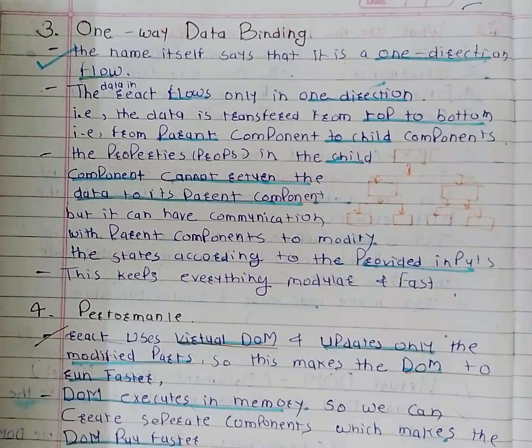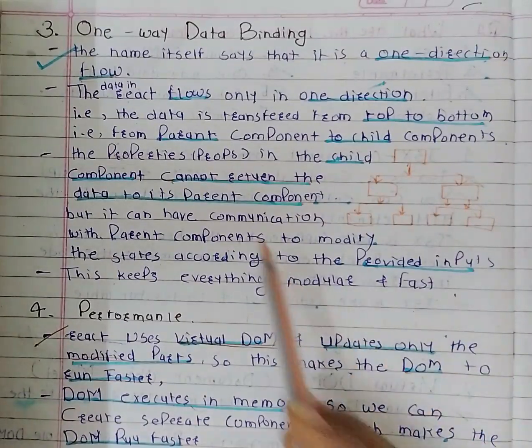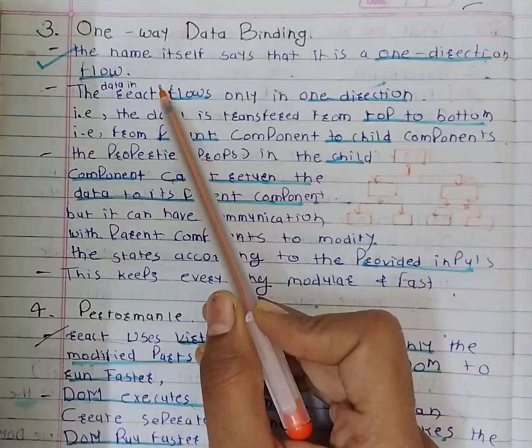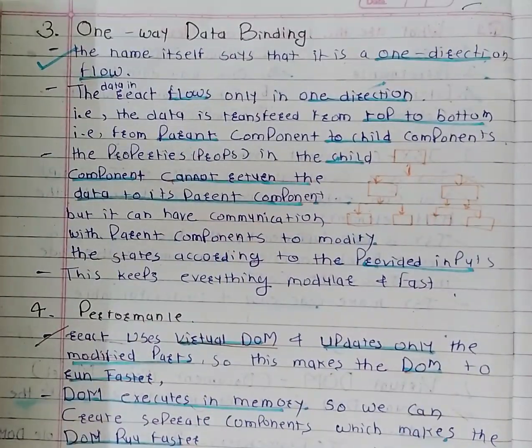Today we are going to learn about the features of React. The third feature of React is one-way data binding. Basically, in React there is one-way data binding. So in that, what happens? The parent sends the data to its children.